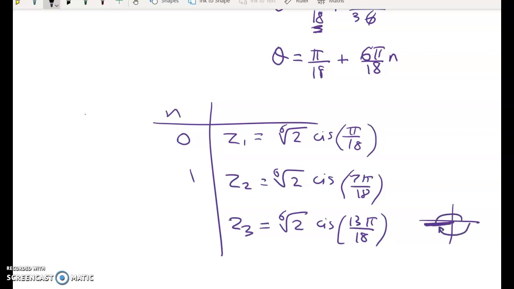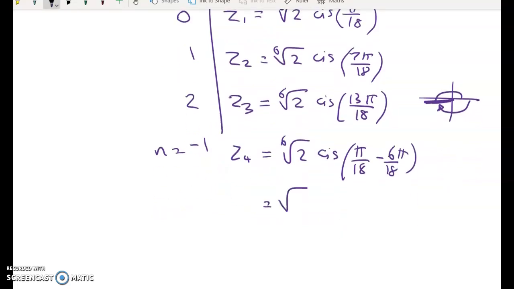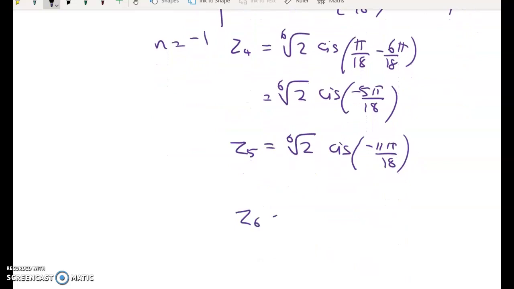So instead I want to capture that one going backwards. So Z4 is where I've got n is equal to -1. Z4 will be the 6th root of 2 times cis of, so be careful here, it's 1 pi on 18 minus 6 pi on 18. So cis of -5 pi on 18. And then Z5 will be this, -11 pi on 18. And our last one, Z6, is equal to the 6th root of 2 cis -17 pi on 18.